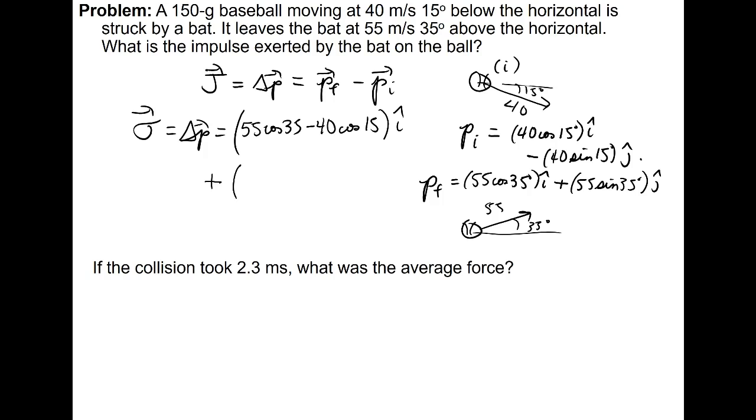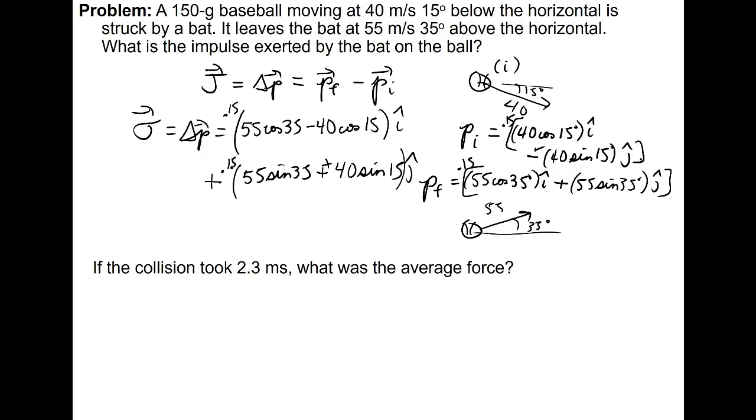55 sine of 35 minus a negative 40 sine of 15. So we have to take that negative sign into account there, and that's j hat. Then, and this is the important part, those are just velocities, so we have to make sure that we're multiplying this by the mass.